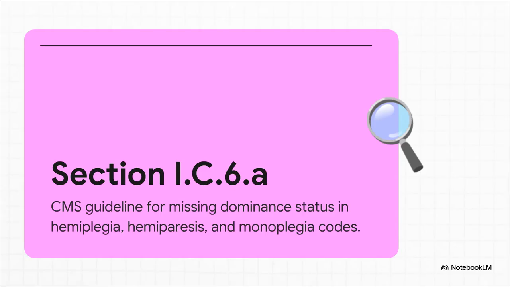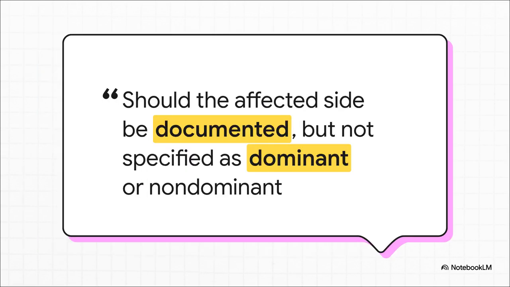Our definitive answer comes straight from Section IC6A of the CMS ICD-10-CM official guidelines. And remember, the hierarchy here is incredibly strict. CMS guidelines take absolute precedence over any textbook ambiguity or coding urban legend. They give us mandatory instructions for categories like G81 for hemiplegia and G83 for monoplegia. So if the record doesn't specify dominance, you have to rely entirely on the CMS default logic. The official guidelines state, and I quote, "Should the affected side be documented, but not specified as dominant or non-dominant, and the classification system does not indicate a default, code selection is as follows."